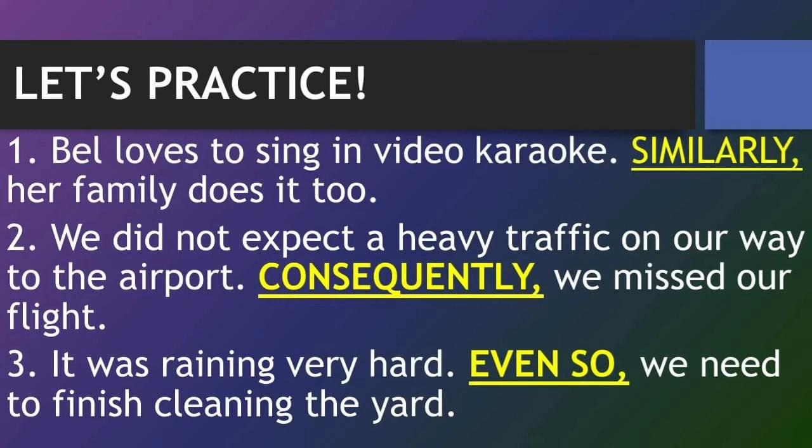So for number 1, it shows comparison. That's why it uses the transition signal similarly. It shows how Belle and her family love the scene. For number 2, we did not expect heavy traffic on our way to the airport. Consequently, we missed our flight. For number 2, it shows the consequence of an action. That's why the answer for number 2 is consequently.